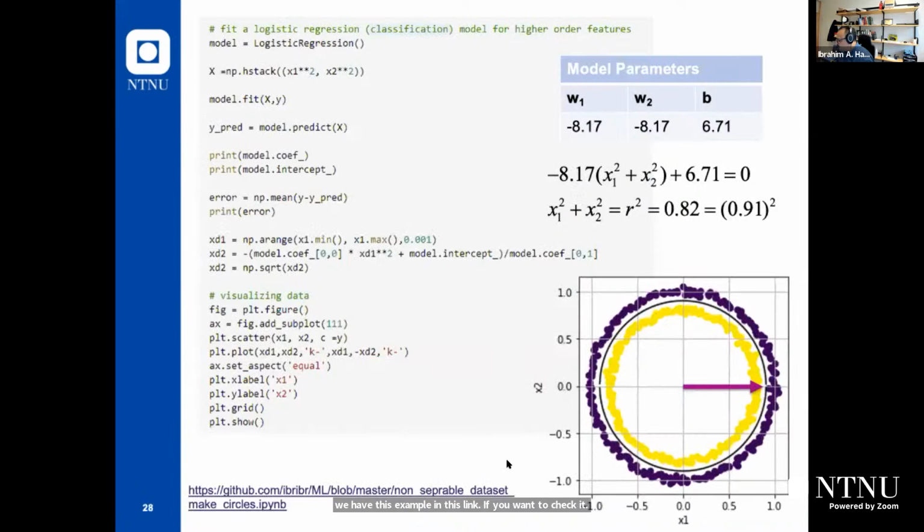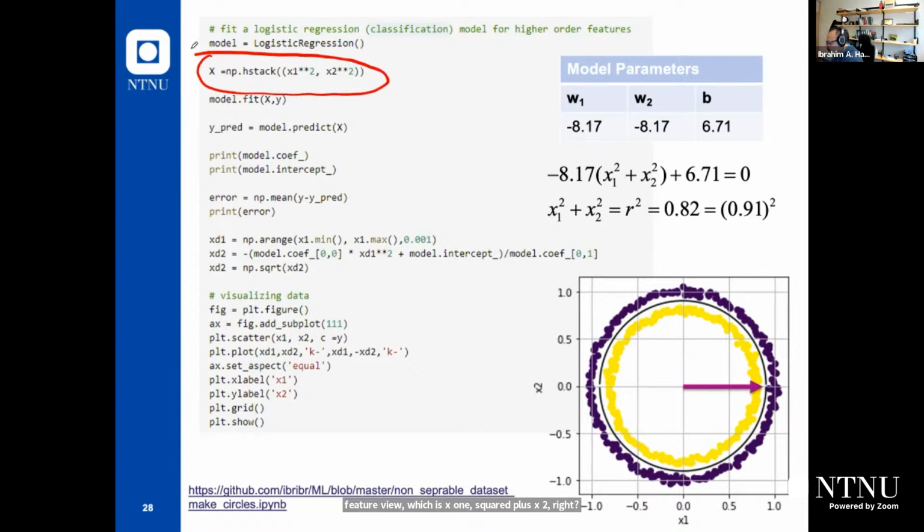But I wish to do it in a different way, in fact. So I want to fit a logistic regression model for higher order feature. We will use a higher order feature, but also we will try to keep it in two-dimensional space. So I will create this feature. We created this new feature here, which is x1 squared plus x2 squared, right? So we created a new one.